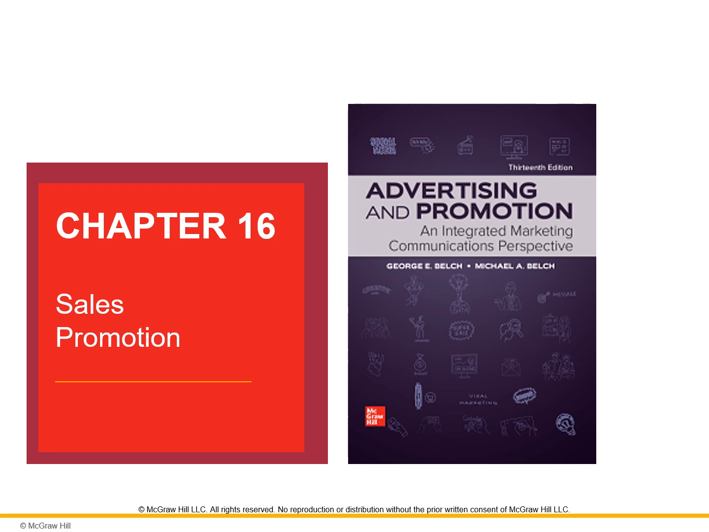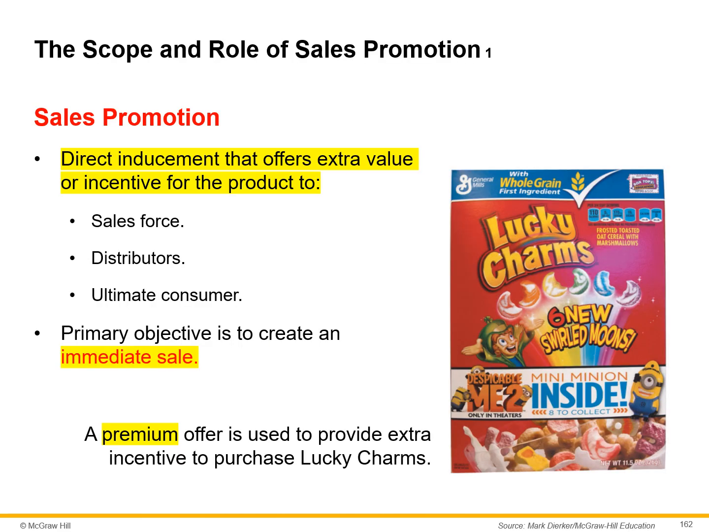In chapter 16, the last chapter, we talk about sales promotion. What is sales promotion? Definition: a direct inducement that offers extra value or incentive for the product. The primary objective in sales promotion is to create an immediate sale. You want to move something, have an order placed, and have your product reach consumers immediately.